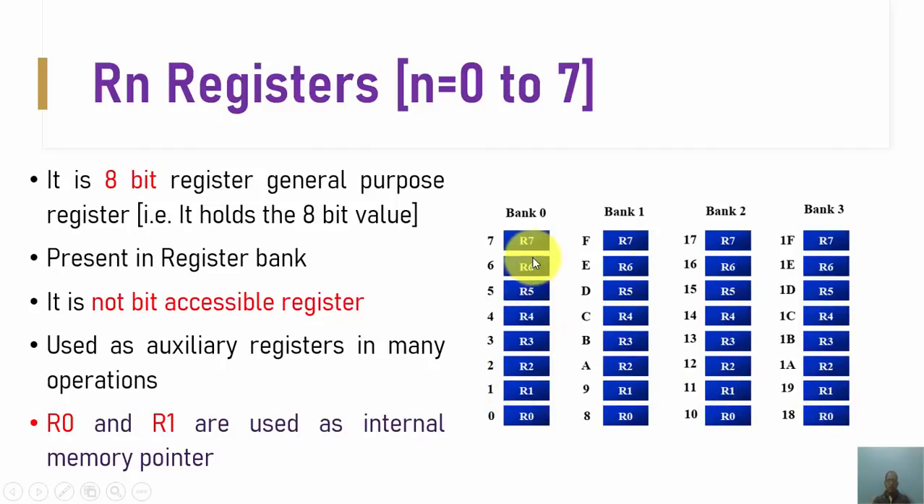In order to switch from one bank to another, there is an SFR, the program status word, that we are going to discuss later on. With the help of that, we can switch from one register bank to another register bank. In this way, these different Rn registers are present in each of the banks: bank 0, bank 1, bank 2 and bank 3.